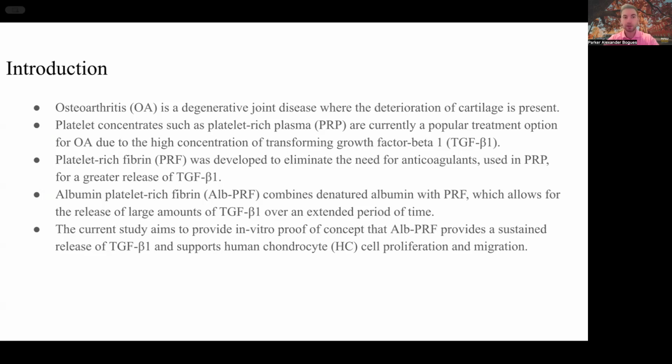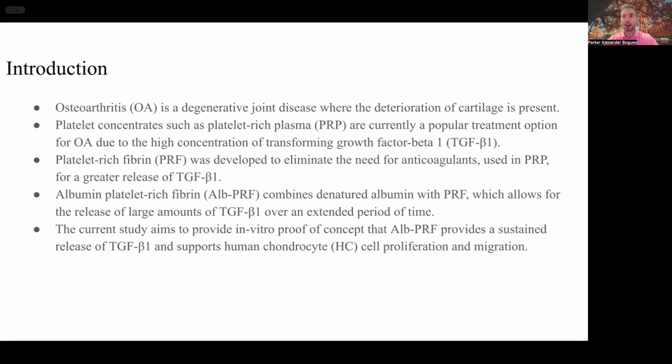So this led to the development of a second generation of platelet concentrate. This is known as platelet-rich fibrin, PRF for short. PRF was essentially developed to eliminate the need for anticoagulants. And currently, it's been shown in the literature that PRF initially does have a higher release of some very important growth factors compared to its predecessor, PRP.